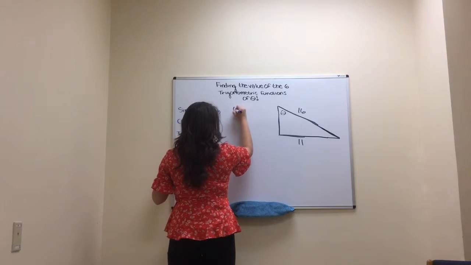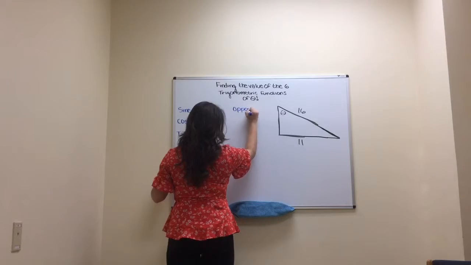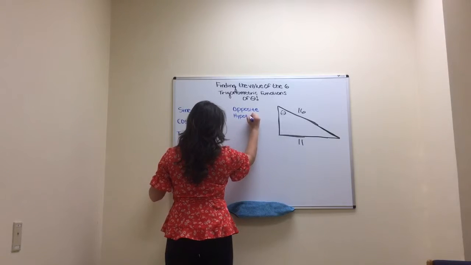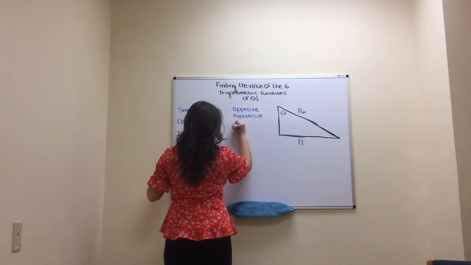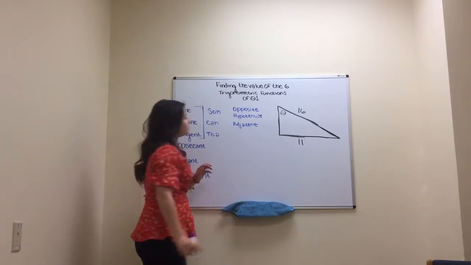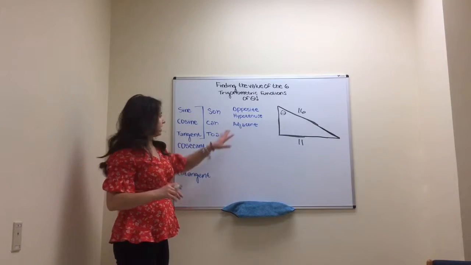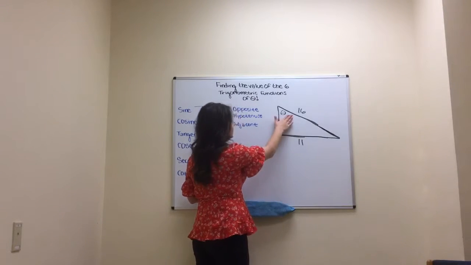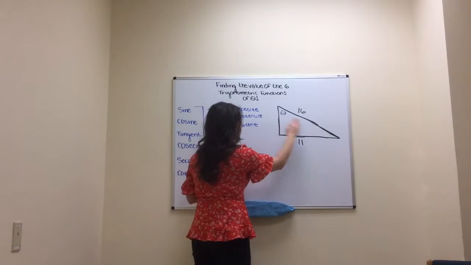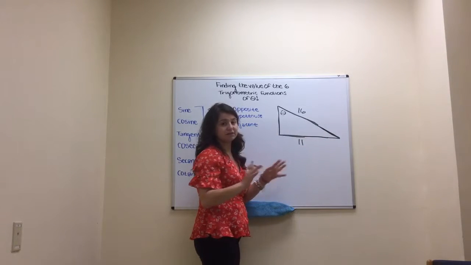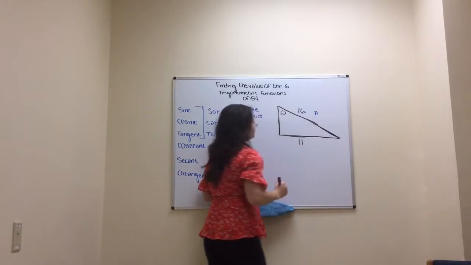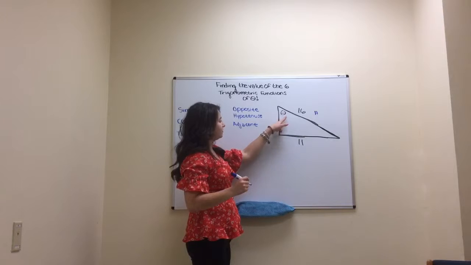So we have opposite, hypotenuse, and adjacent. Okay? So when we look at this, I'm going to explain what this means in terms of theta. The easiest one that you can always find is the hypotenuse. It's the longest side on a triangle, okay? So we look at it, this is the hypotenuse, H.